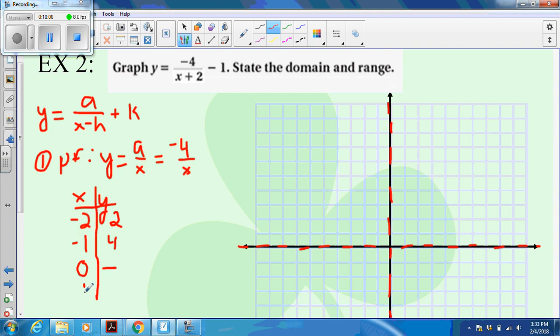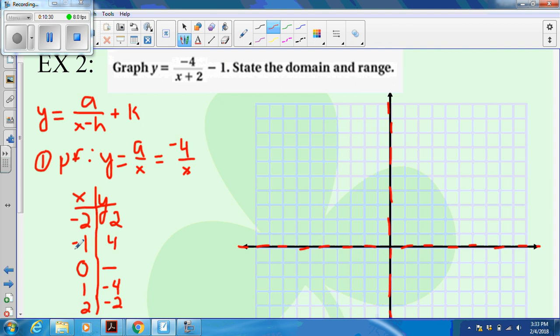Okay, let's think about 1 now. Negative 4 divided by 1 gives us negative 4. And then if we plug 2 into here, negative 4 divided by 2 should give us negative 2. Now also notice that the numbers repeat. The only difference is the signs. So the numbers repeat, but your signs are going to be different whenever you have the parent function.